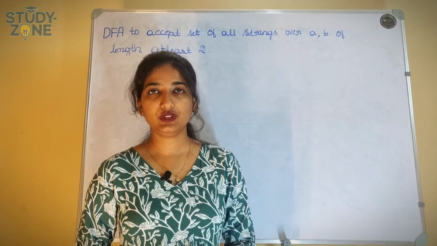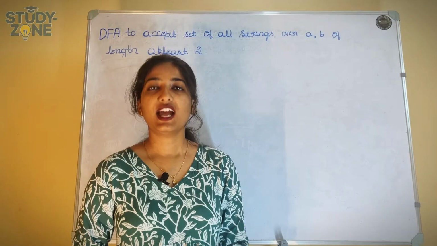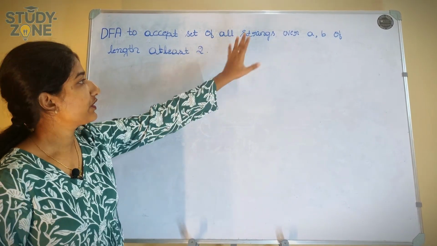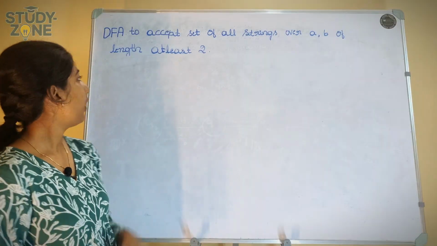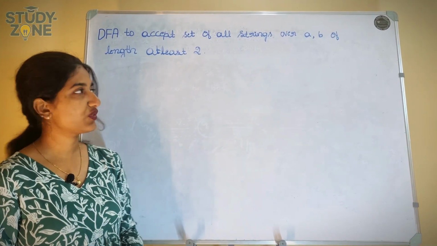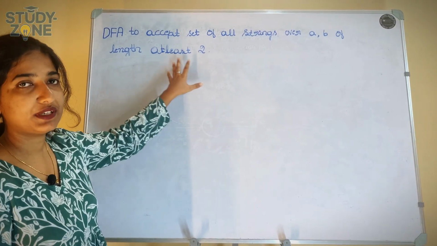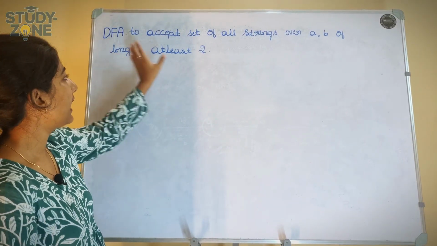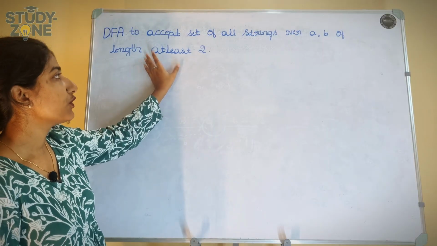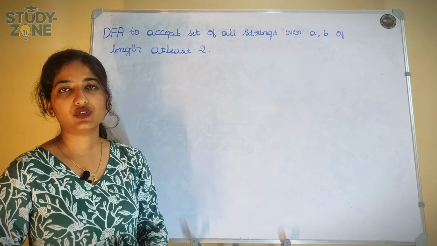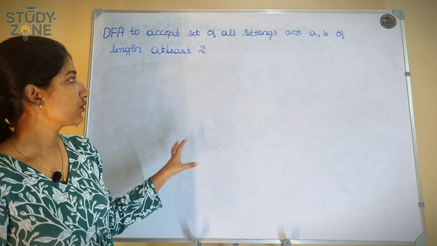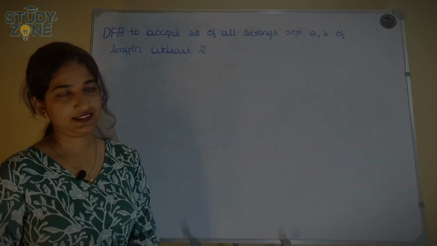Today we are going to learn a new problem, that is a DFA to accept the set of all strings over {a, b} of length at least 2. In the previous video we have seen somewhat the same problem, but there we had exactly 2, right? By the end of this video you will understand how to solve such problems easily. So okay, let's get started.